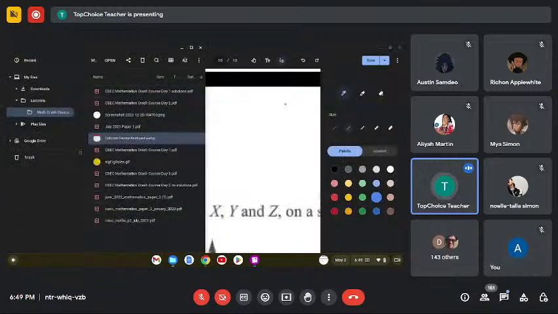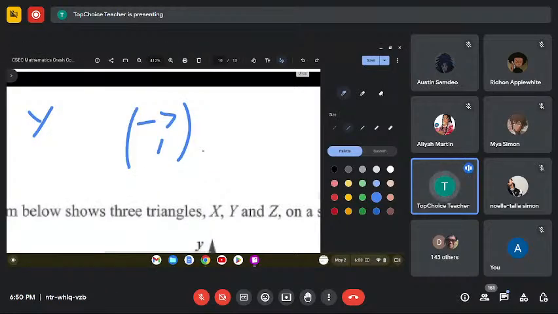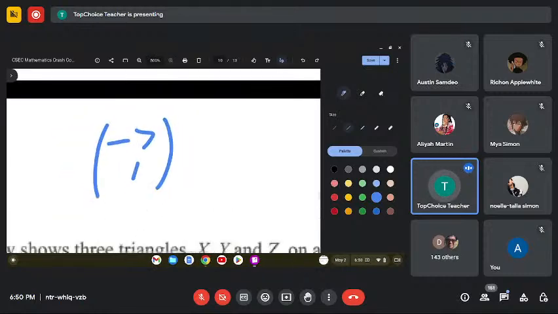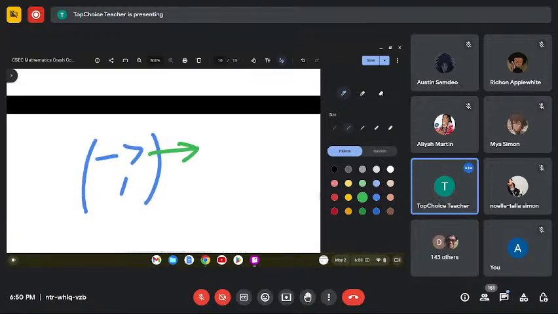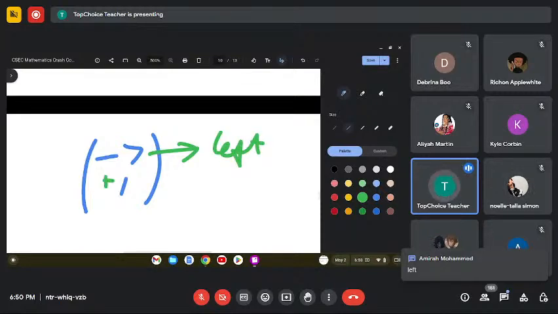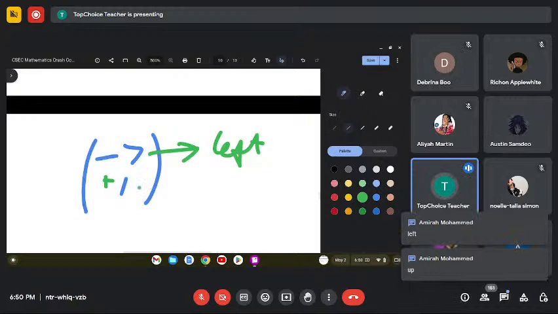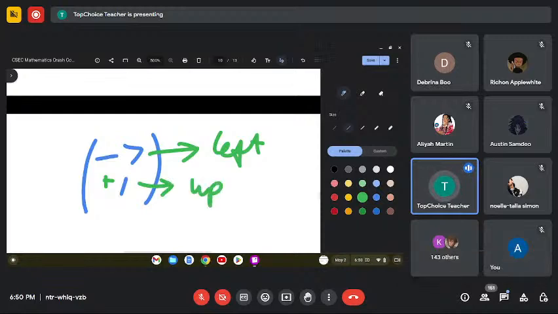Let's go back to our question just now. So -7, what would that mean now to us? We are moving 7 places to the what direction? To the left. And +1 means we are moving 1 place in which direction? Up, because the top one is x, the bottom one is y. So the bottom number being +1 means we are moving 1 place up. So we are sliding our shape 7 places left and 1 place up.